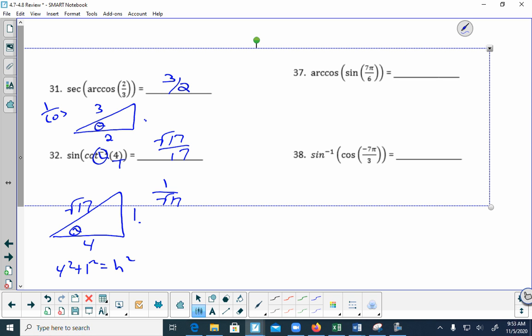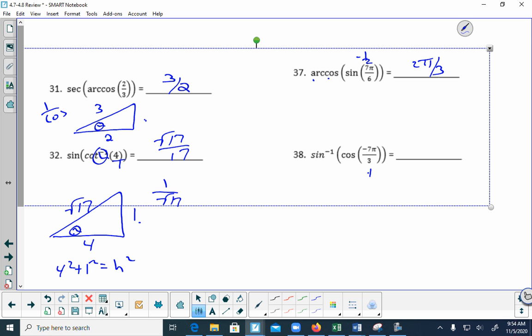37, the sine of 7 pi over 6 is going to be negative 1/2. And then when is the cosine equal to negative 1/2? That is going to be 2 pi over 3. And then the last one, cosine of negative 7 pi over 3.